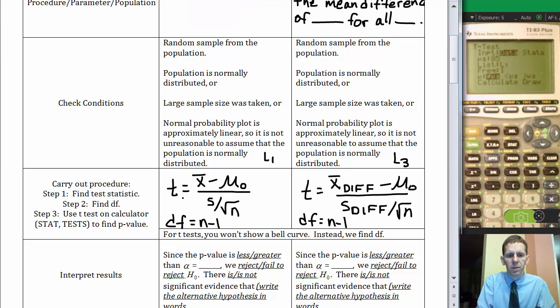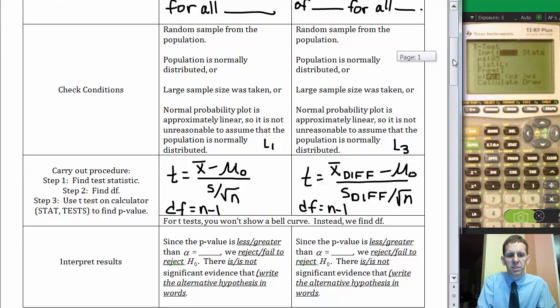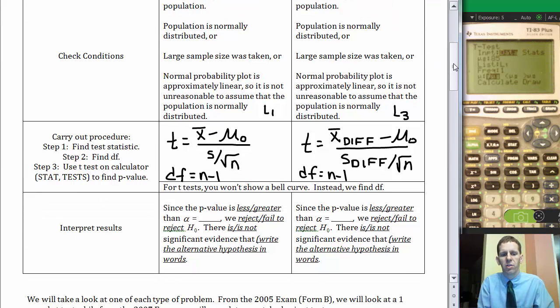Finally, you interpret your results. In both cases, you'll say since the p-value is either less than or greater than alpha, which is your significance level, for most cases you'll use something like 0.05 or 0.01, you either reject or fail to reject the null hypothesis. There is or is not significant evidence that, and then you write the alternative hypothesis in words.